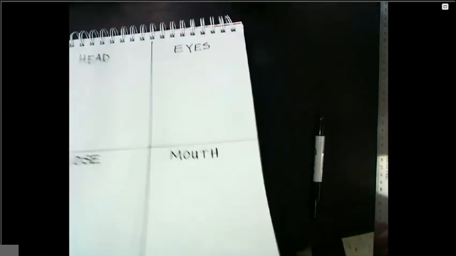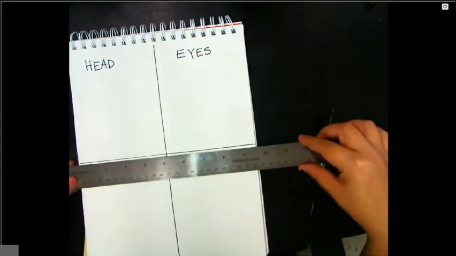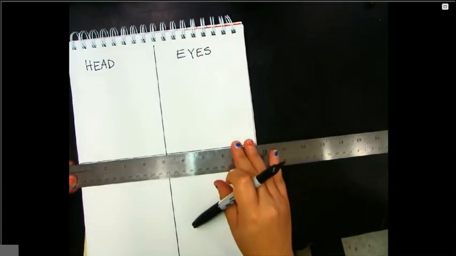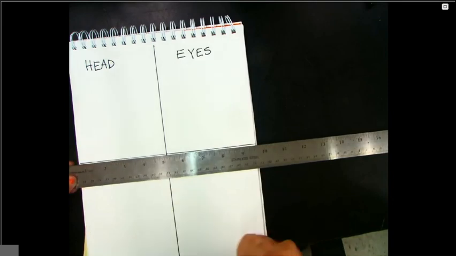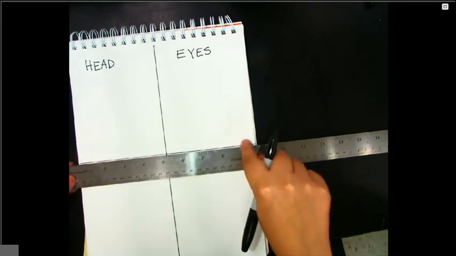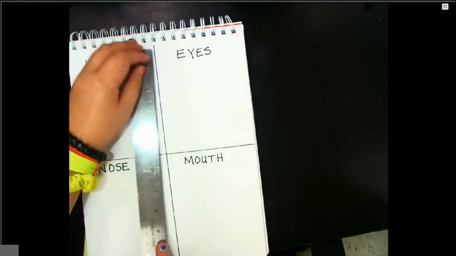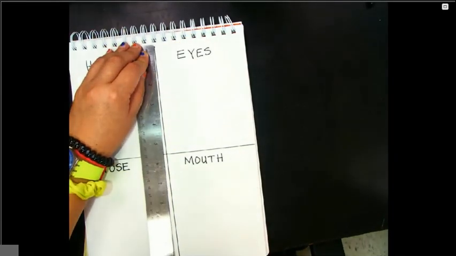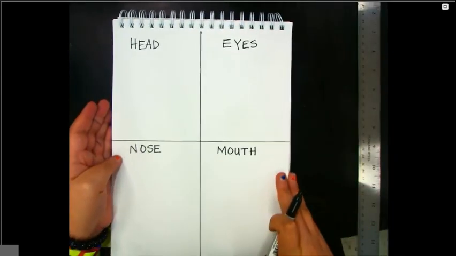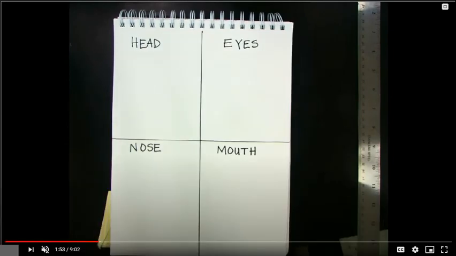First, you want to start with a blank sheet of paper, and if you have a ruler, I would like for you to draw two lines. One is going to go across the page, and you will also be asked to draw a line up and down. That way you have four different rectangles or squares on your page. After you have drawn those two lines, you will need to write the following words on the top of each rectangle: head, eyes, nose, and mouth. These are the same words you will see on the worksheet that you will be provided.